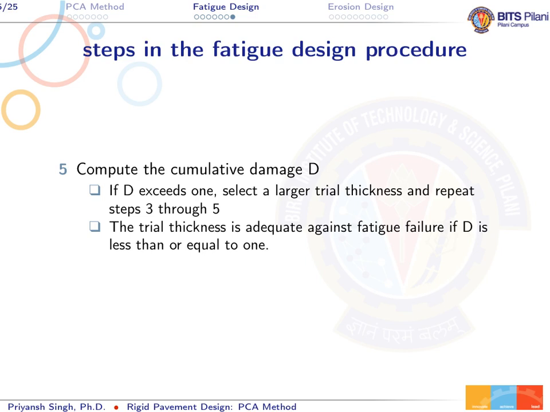In case you are getting a D value less than or equal to 1, that means your design is safe. In case you are getting a D value greater than 1, you need to revise the assumed thickness of the slab. Whatever you have assumed, just increase that thickness and repeat this procedure. So this is the procedure when you want to design your rigid pavement using the PCA method for fatigue.